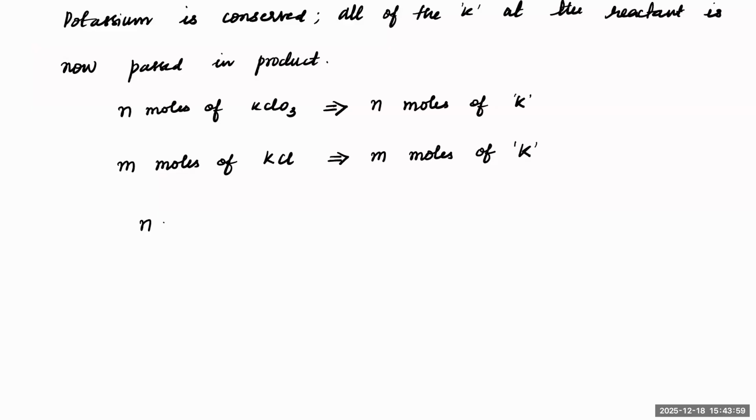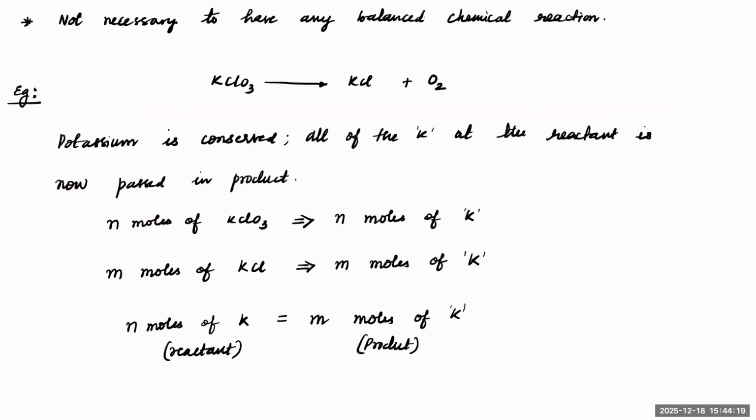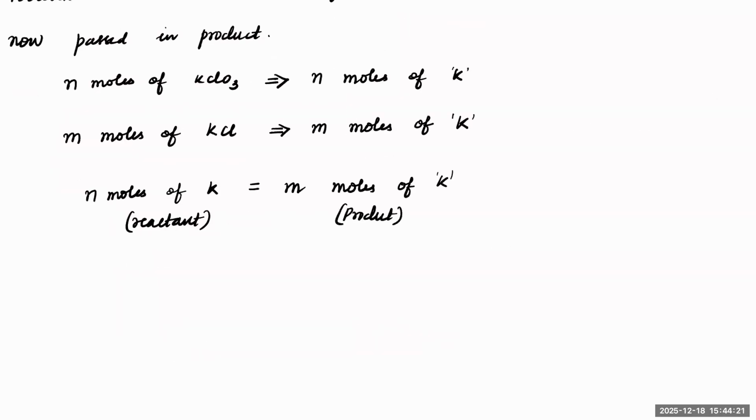moles of potassium on the reactant side must be the same as m moles of potassium on the product side. Do you agree with that? This is what we mean by the principle of atom conservation.